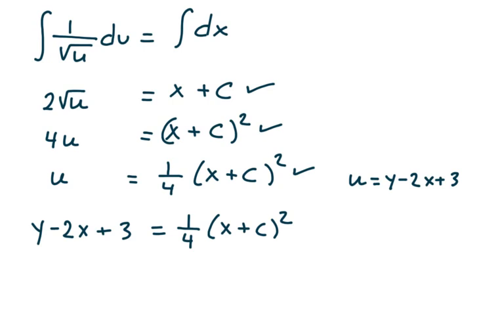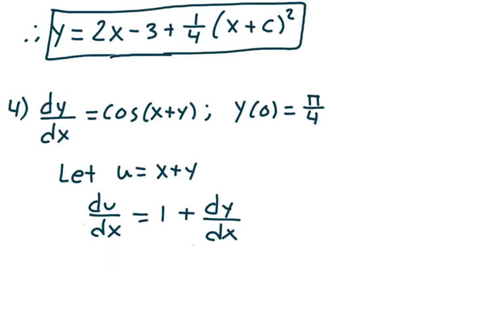So y minus 2x plus 3 is 1/4 of (x plus c) squared. And this is a perfect problem to solve for y. And so I'm going to add 2x, subtract 3 to both sides. And when I do, I get y equals 2x minus 3 plus 1/4 of (x plus c) raised to the second.